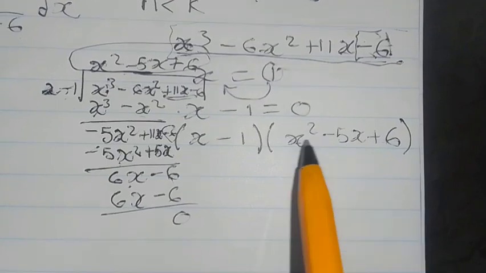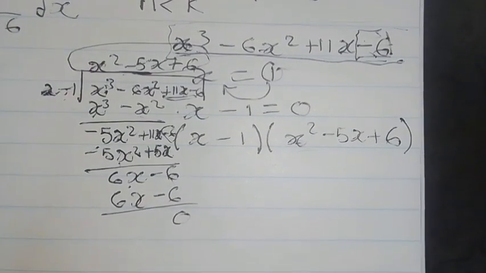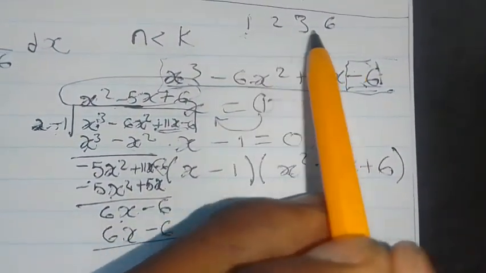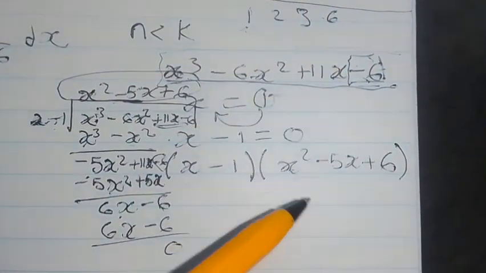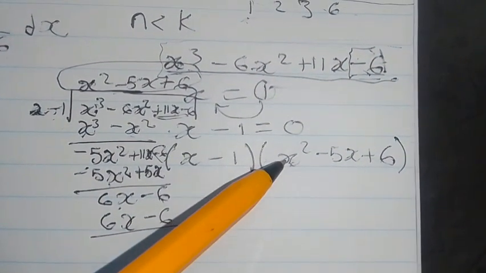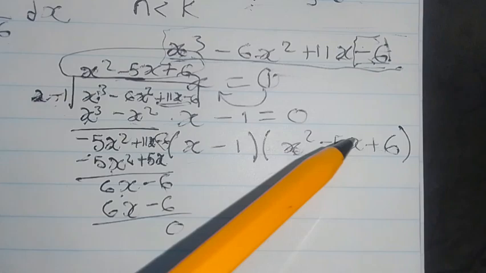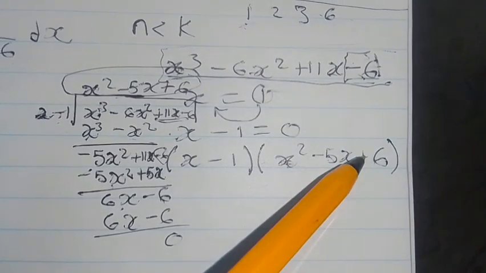Can we factorize this one? x squared minus 5x plus 6. The factors of 6 are still the same: 1, 2, 3, and 6. If we plug in 1, we get 1 minus 5, which is minus 4, plus 6. Then 1 is not a factor.